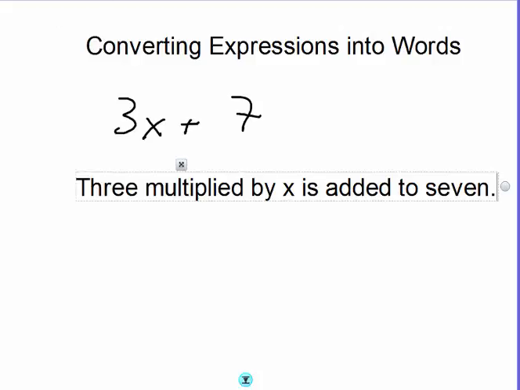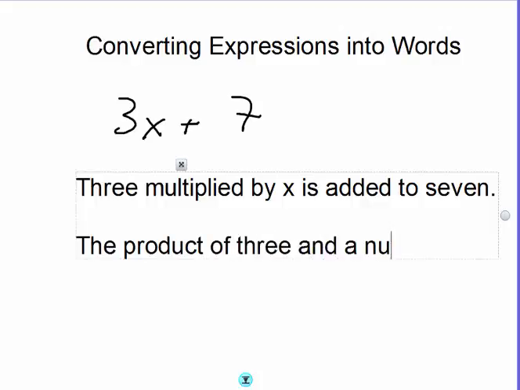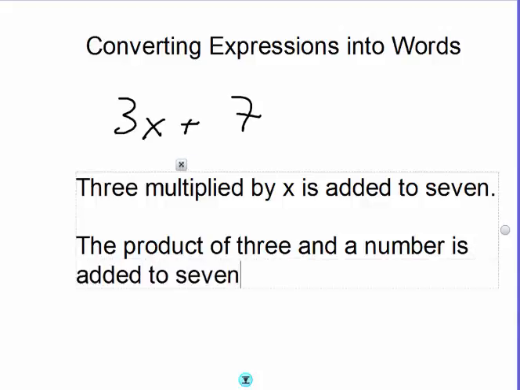In a nutshell, though, the ways it can get harder is there's different ways to say things. So, for instance, we could say the product of 3 and a number, because when we say a number, we're just saying it's a number. We don't know what it is, aka a variable. In this problem, it's x. So the product of 3 and a number is added to 7. That's another way you could say it.